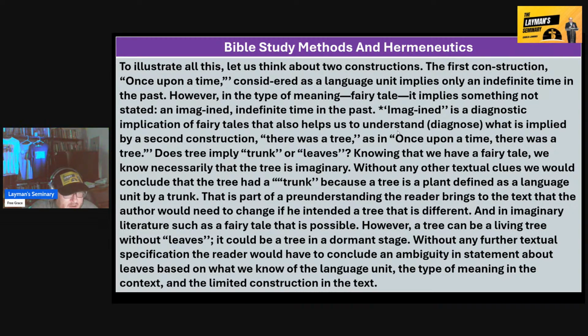However, a tree can be a living tree without leaves. It could be a tree in a dormant stage. Without any further textual specification, the reader would have to conclude an ambiguity in the statement about leaves, based on what we know of the language unit, the type of meaning in the context, and the limited construction in the text.